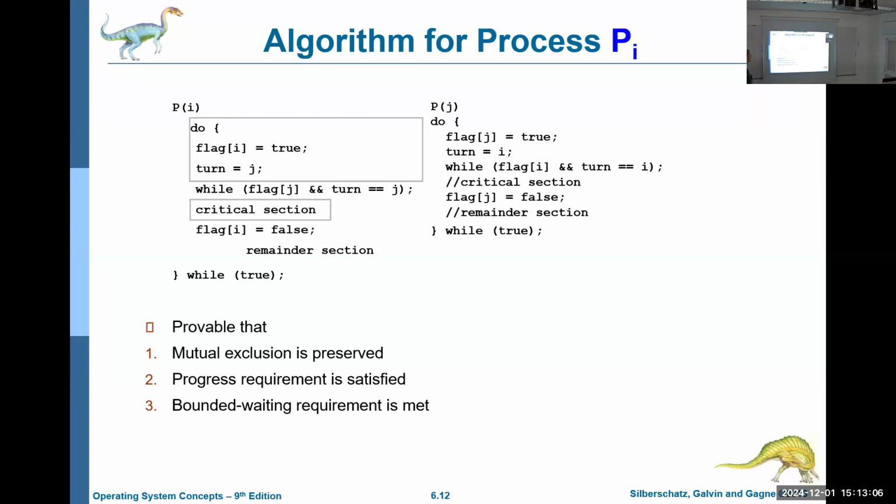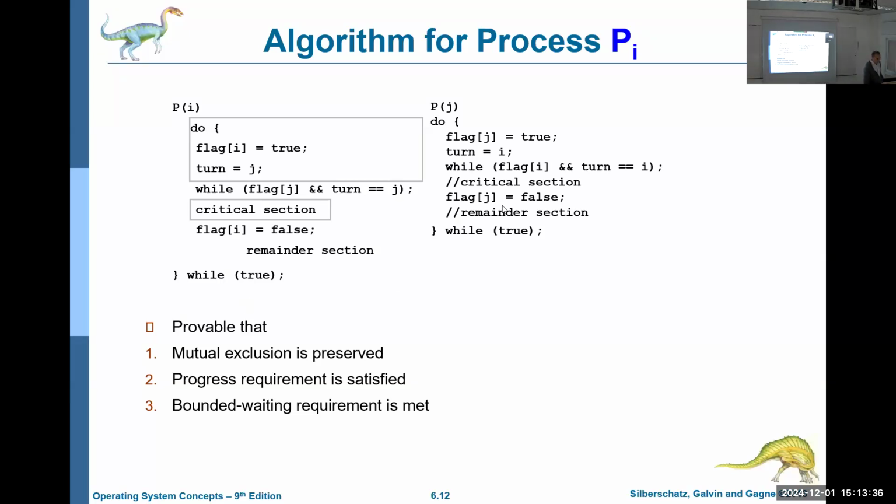The while line is its own loop. If the left side is the I process, right? Should be while the flag I is true and turn equals I. No, that would be: I'm interested and it's my turn, then don't do anything. Remember, it's not an if. You're thinking the while is an if. The while is like saying the opposite, right? Don't go on unless one of these conditions fails.